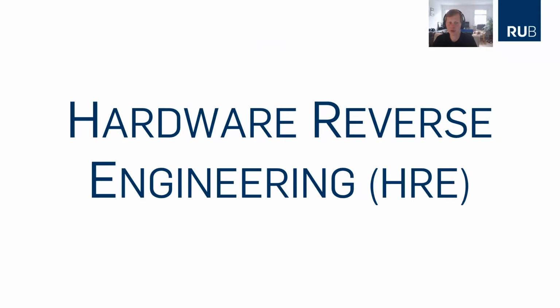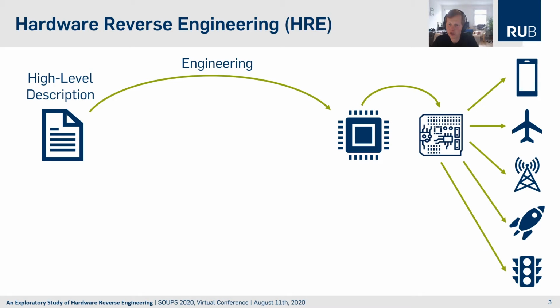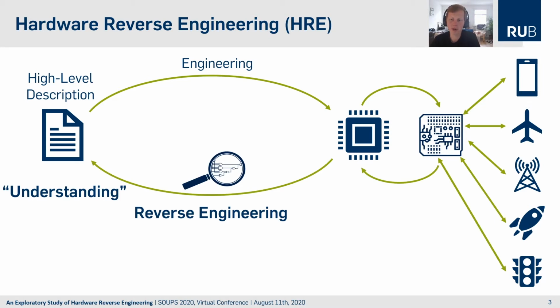Let's talk about hardware reverse engineering, HRE. When designing a microchip, you typically start with a high-level description and then there's a lot of engineering involved. Those microchips are then placed on PCBs, which you find in almost all electronic devices, such as smartphones, airplanes, or critical infrastructure devices. You can also go the same way back. You can disassemble those devices, get out the PCB and the chip, and then analyze the chip in order to understand its inner functionalities. This is called hardware reverse engineering.